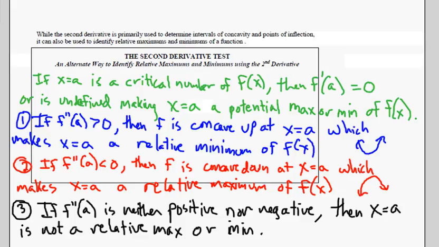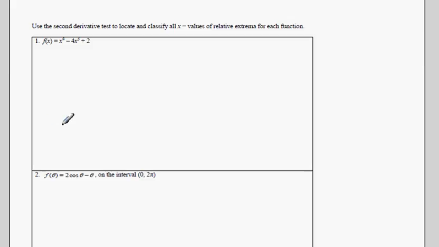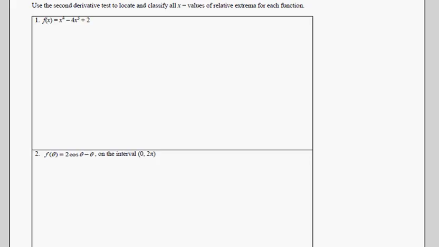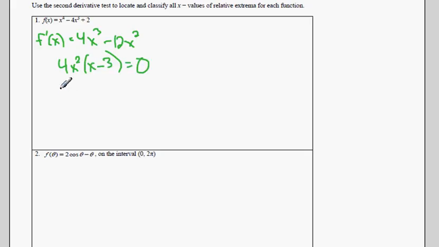Let's go to that last page and do these two examples. Use the second derivative test to locate and classify all x values of relative extrema for each function. They're giving us the original function, so I need to find the first derivative. Once I know the first derivative, I'm going to set it equal to 0. I can factor out 4x squared, so I have x minus 3 equals 0. Two things multiplied together, at least one of them must equal 0. So x equals 0 or x equals 3.